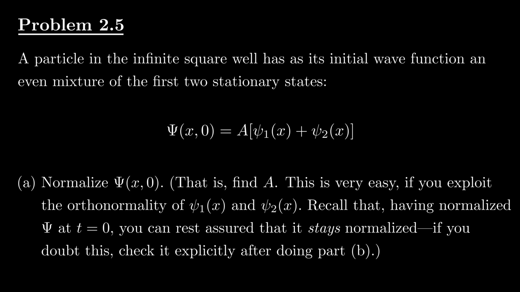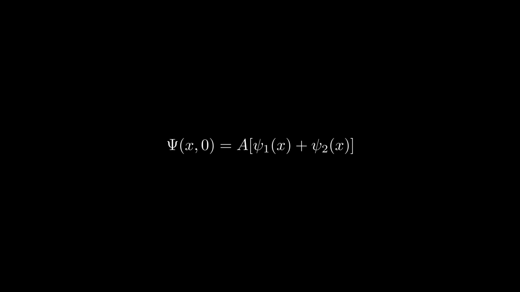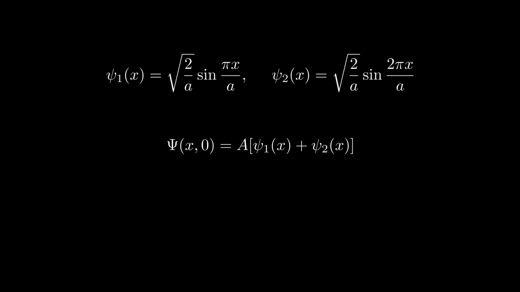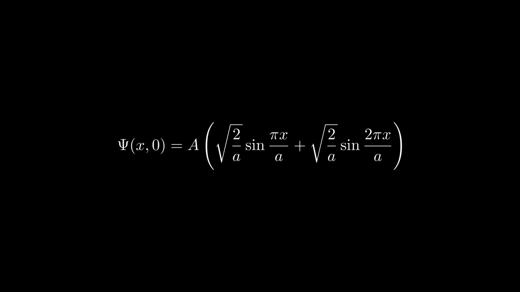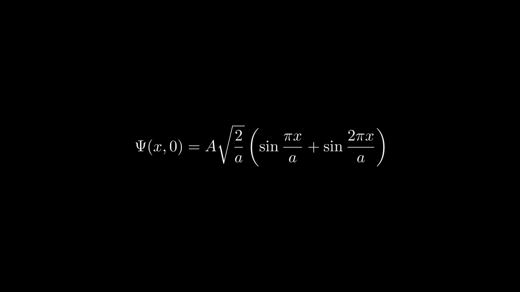The problem states that the initial wave function of the particle is as follows. For a particle in an infinite square well, the stationary states psi n of x are given by the following equation. Here, a is the width of the well, and n represents the quantum number associated with the state. Substituting n equals 1 and n equals 2, we get the corresponding stationary states. Now substituting these expressions into psi of x at t equals 0 and factoring out square root of 2 over a, we arrive at the following equation.